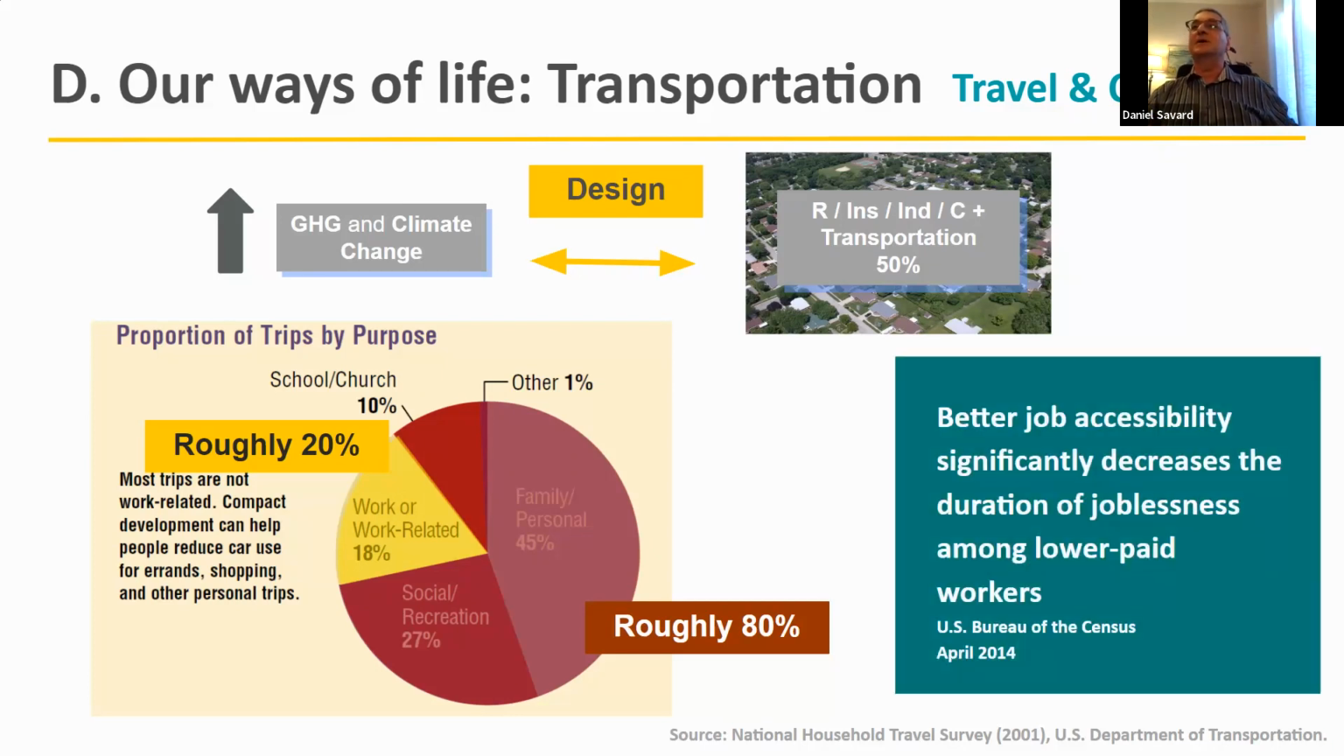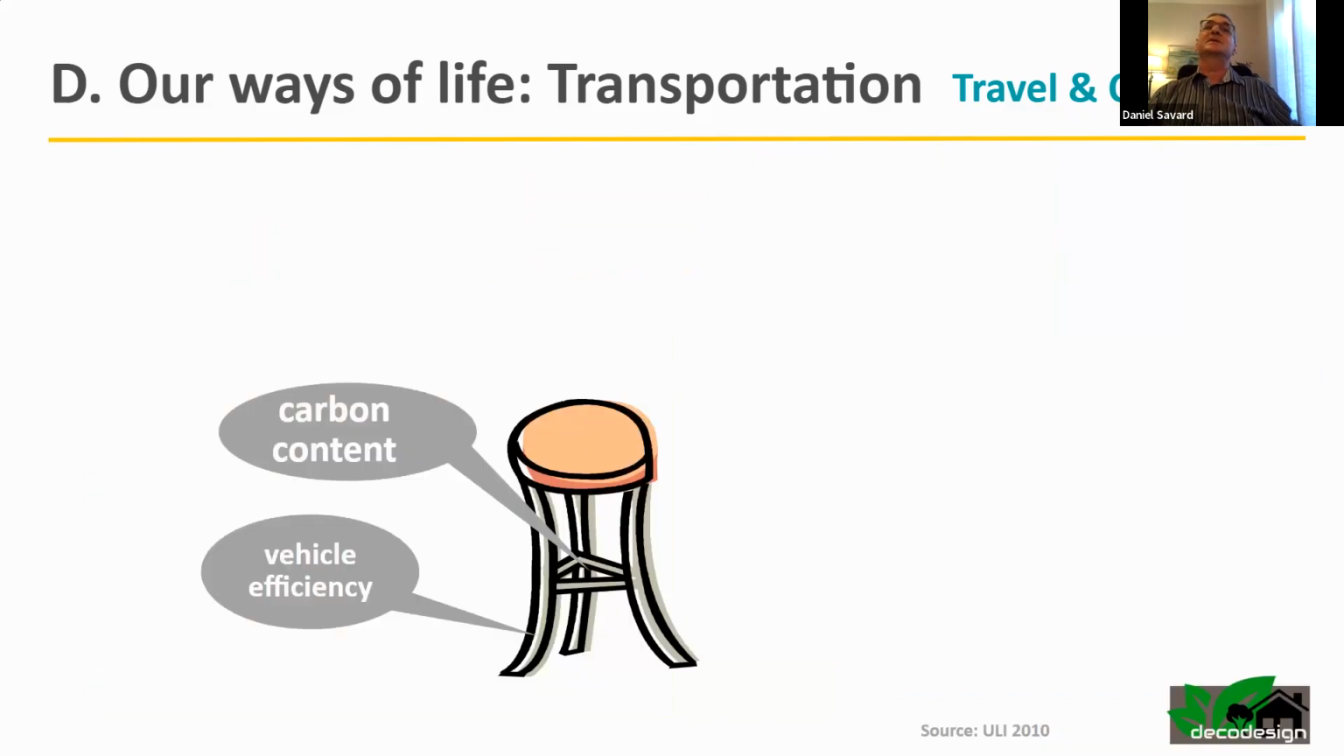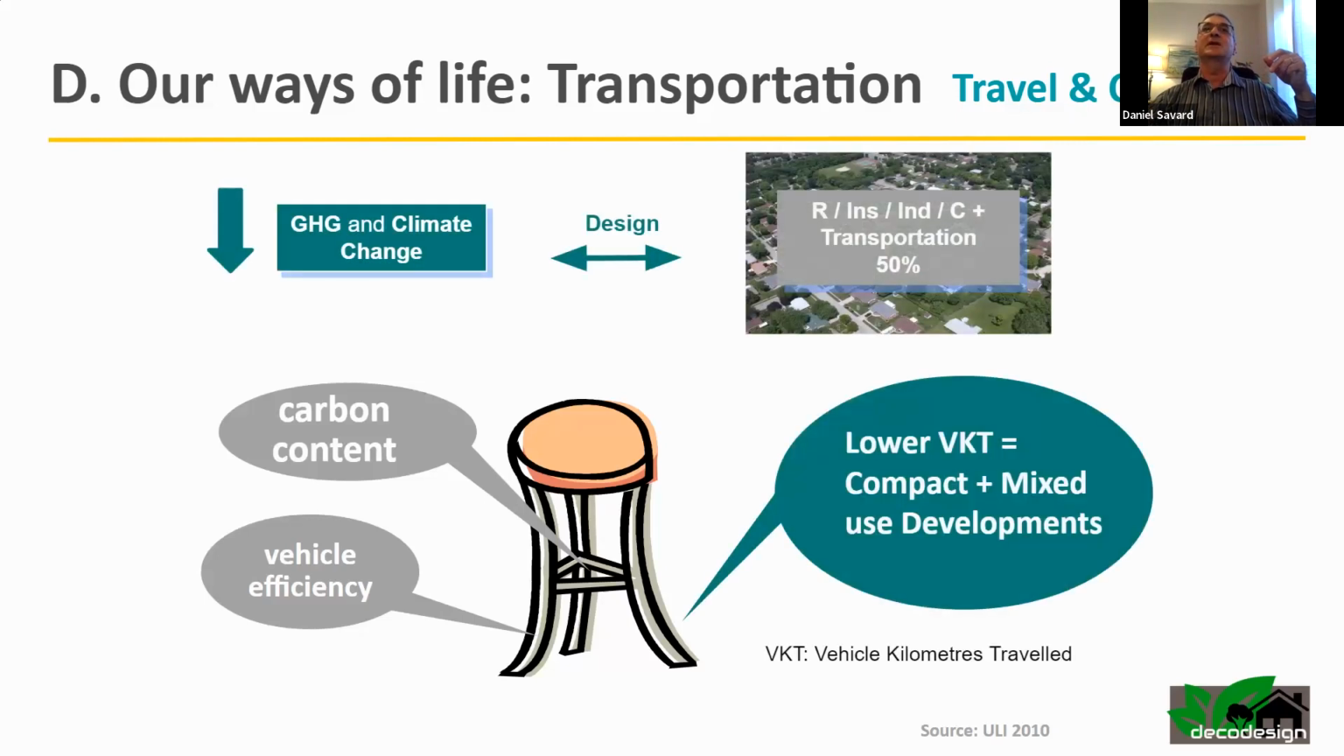They even mentioned something interesting: better job accessibility significantly decreases the duration of joblessness among lower paid workers. And that is interesting also to consider. Now, travel and commuting, of course, if you ask the government where they're going to put the emphasis, and you have seen that over and over again, they're going to put the emphasis on carbon content for fuel and vehicle efficiency. But imagine that it's a three-legged stool. Two of the legs would be carbon content and vehicle efficiency. But if we really want to decrease greenhouse gas emission, we will have to talk about the design.